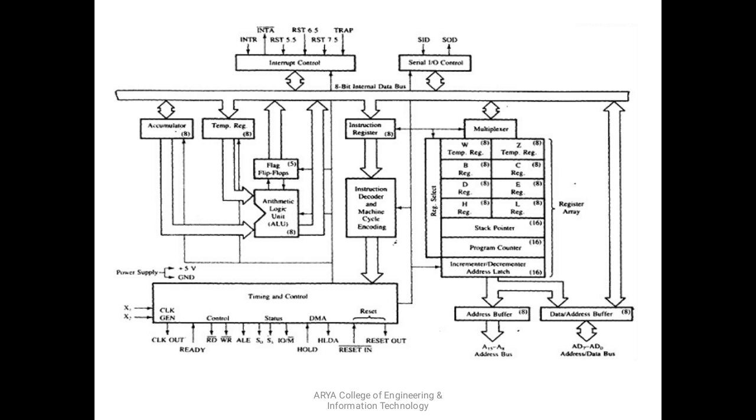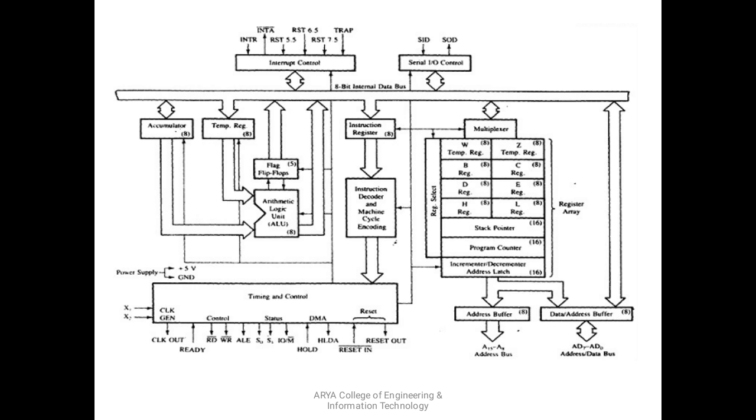The result of the ALU is provided to the accumulator as well as to the temporary register. The temporary register holds the result for a temporary time, as it is programmed by the microprocessor. It cannot be used by the user. All these units are connected to the timing and control unit as shown in the figure. For power supply, here we provide plus 5 volt power supply and ground.